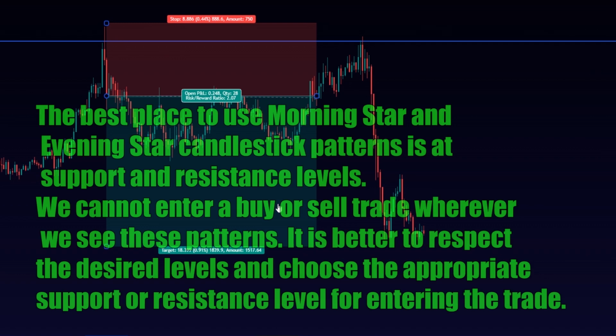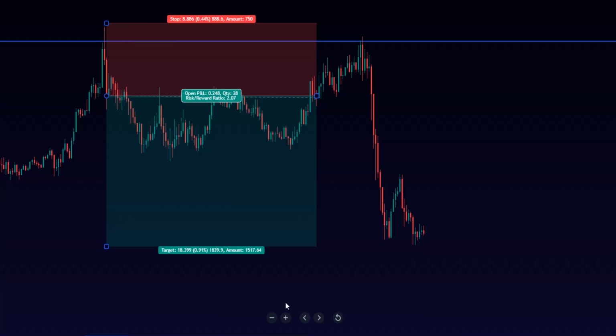The best place to use morning star and evening star candlestick patterns is at support and resistance levels. We cannot enter a buy or sell trade wherever we see these patterns. It is better to respect the desired levels and choose the appropriate support or resistance level for entering the trade.